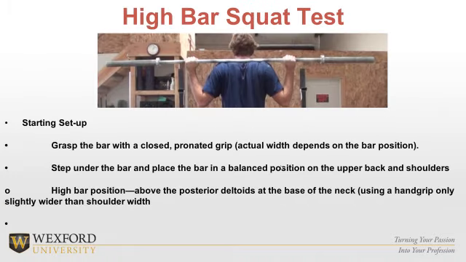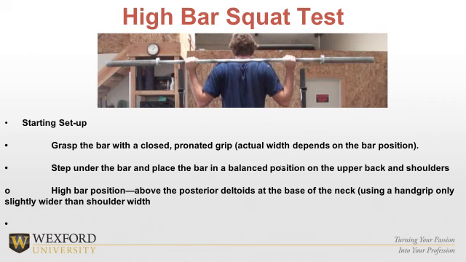Now, let's look at a high bar squat test. Starting setup: grasp a bar with a closed pronated grip. The actual width depends on the bar position. Normally, we like to have the bar on top of the trapezius with the hands just outside the shoulder joints, and the elbows are going to be pulled under. You have to step underneath the bar and place the bar in a balanced position on the upper back and shoulders. This is called the high bar position. It's above the posterior deltoids at the base of the neck.